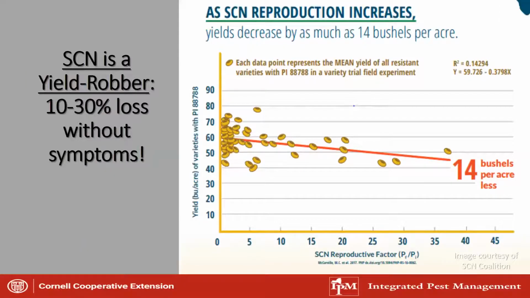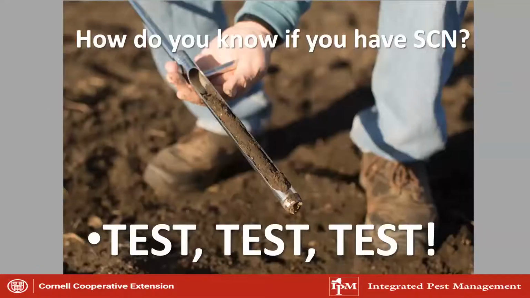Soybean cyst nematode is definitely a yield robber. It can be a silent yield robber. We say that because you can be losing 10 to 30% of your yield without any above ground symptoms. You don't even know that it's happening. You're thinking it's something else. Why are my beans yielding low? Is it fertility or something else? You won't even see it. You won't even notice it.